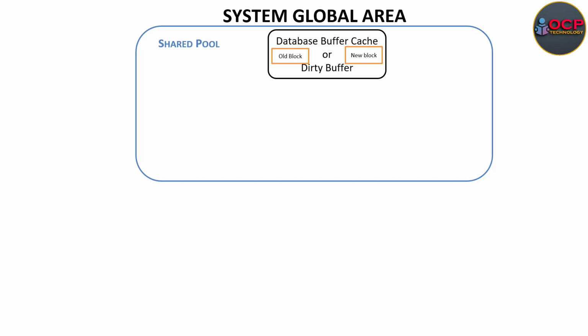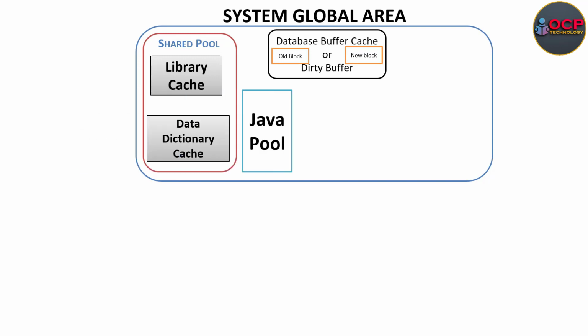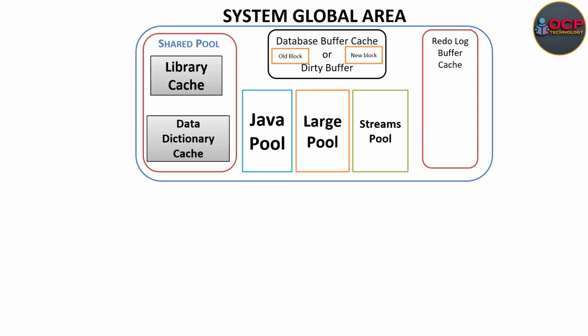The next component is the shared pool. What is a shared pool actually? The shared pool is divided into two logical units. First is the library cache and second is the data dictionary cache. Let's see the next: Java pool, large pool, streams pool, and redo log buffer cache. That is called the memory structure.